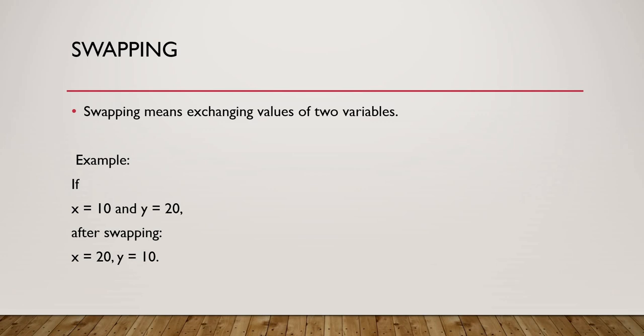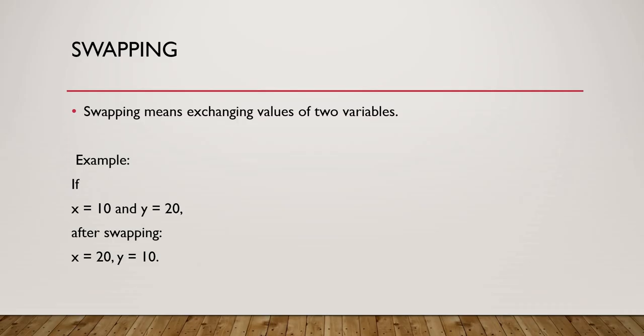So swapping, what is meant by swapping? Swapping is nothing but exchanging of values between the two variables. For example, see here, I have given the x value as 10 and y value as 20. If the x value and y value are interchanged, then that is called swapping. See the result after swapping, x value will become 20, y value will become 10. So this is called swapping.